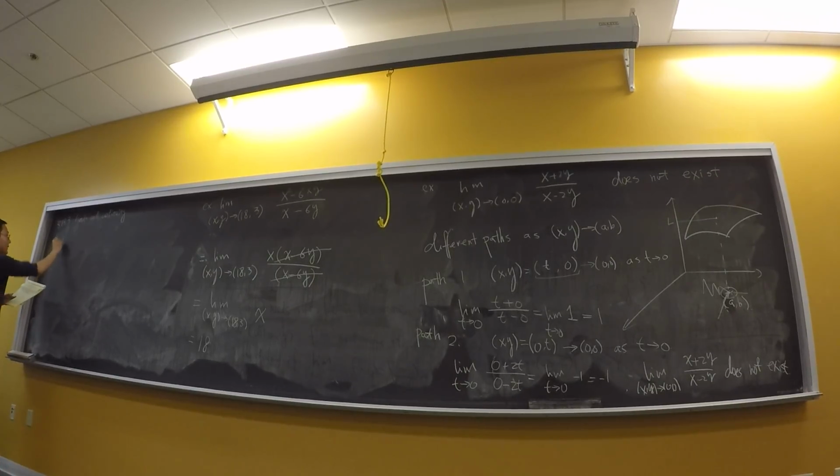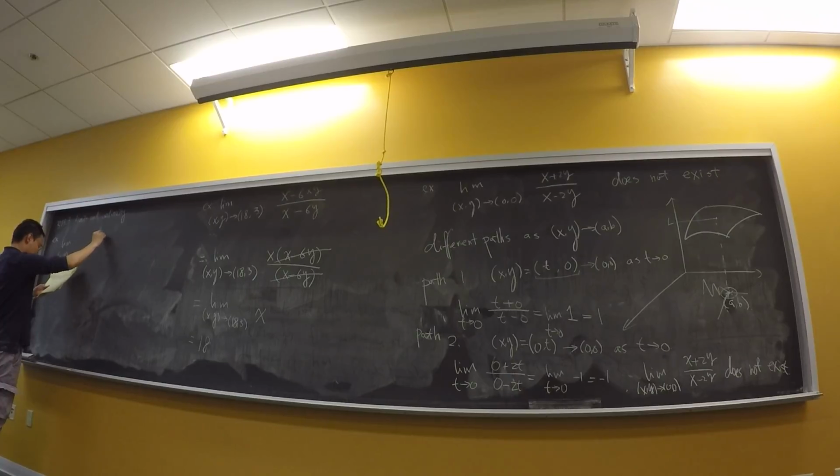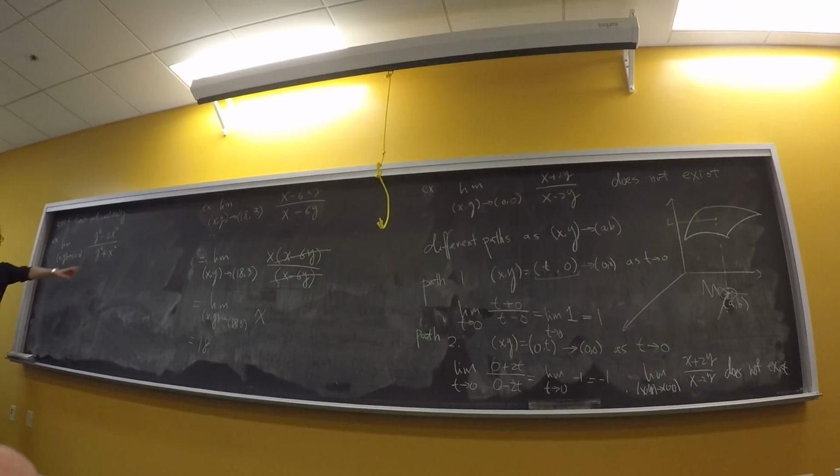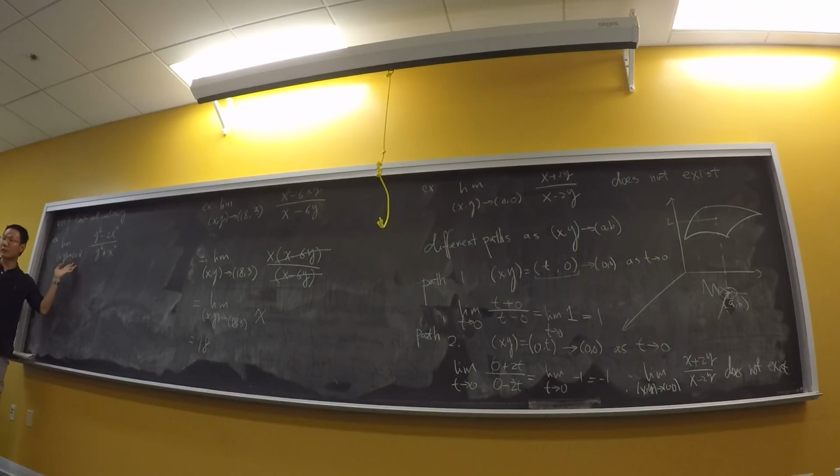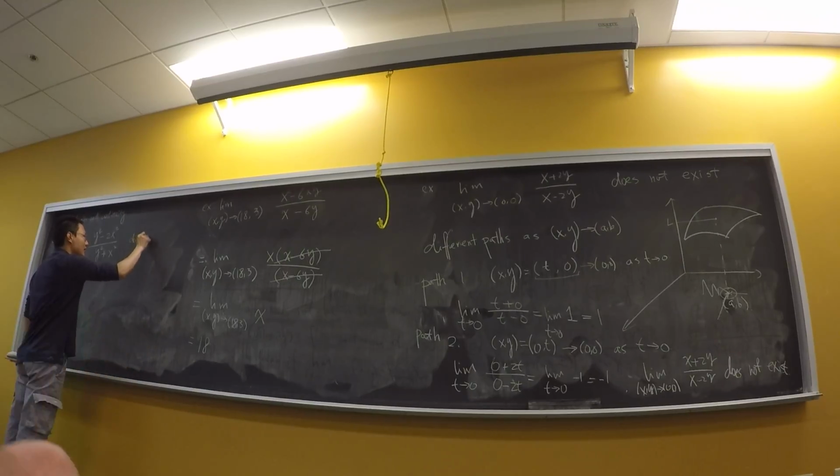So I want to look at the limit as (x, y) approaches (0, 0) of (y^4 - 2x^2)/(y^4 + x^2). Okay? So this is the example we have. Again, if you plug in (0, 0), the denominator vanishes, so this is not in the domain anymore. We cannot use the continuity argument. Okay? And we want to show this limit does not exist.